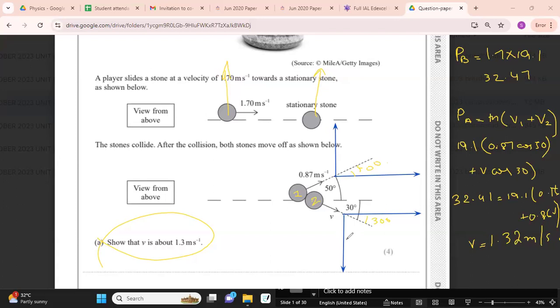So because there was no vertical component initially before the collision, I knew that after the collision, they should also sum out to be 0. They should also give me the total of 0. Hence, I could use that easy way of solving it.